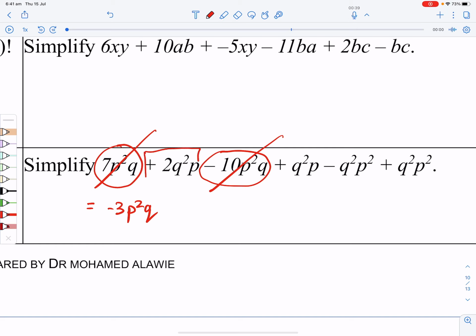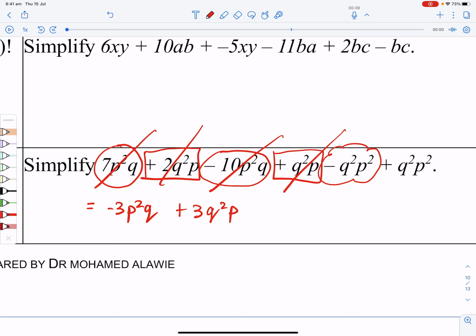Now you've got 2q squared p plus 1q squared p. What's 2 plus 1? 3. So I'm going to write down plus 3q squared p. Those two are now finished. And what's minus q squared p squared plus q squared p squared? It's 0. So there's no need to write down anything else.